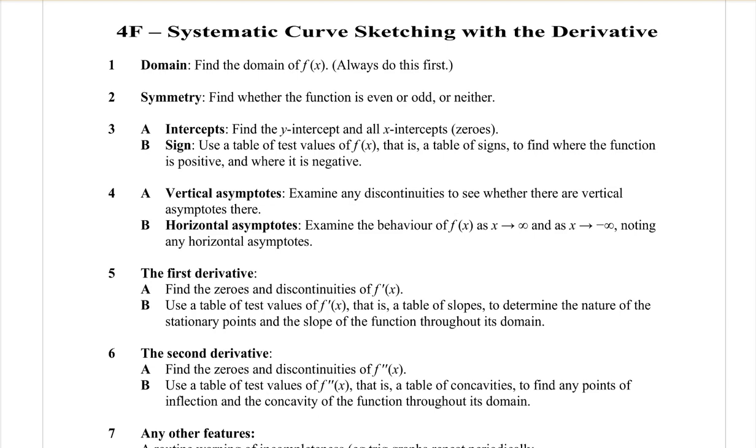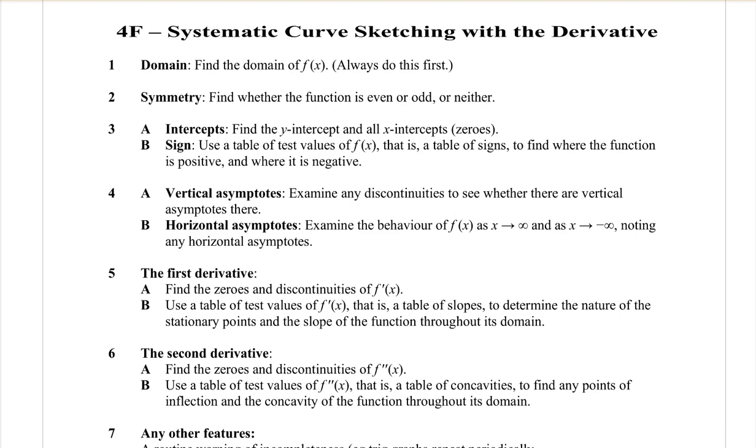Step 2, we can check for symmetry, whether it is odd or even or neither. That is by subbing f of minus x into your function. If it comes out the same as your f of x, it means it's even. If it's not the same, but you can bring a minus out and then it's the same, that means it's odd. If it's neither of those things, then it's not going to be either odd nor even.